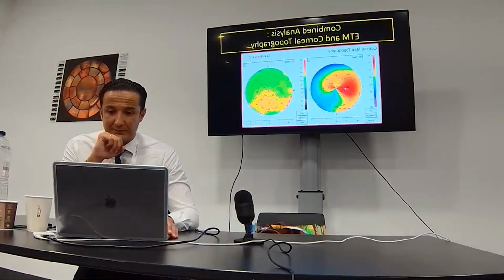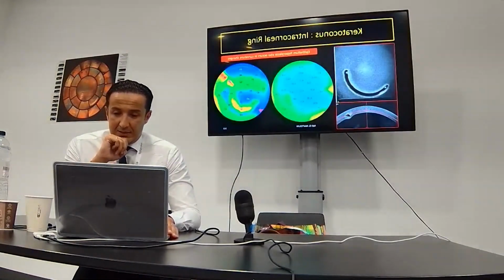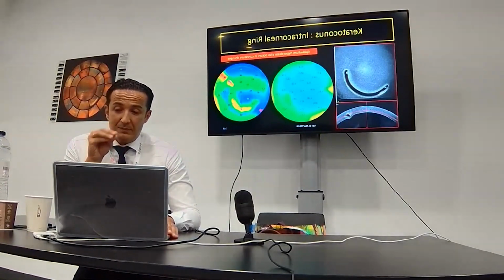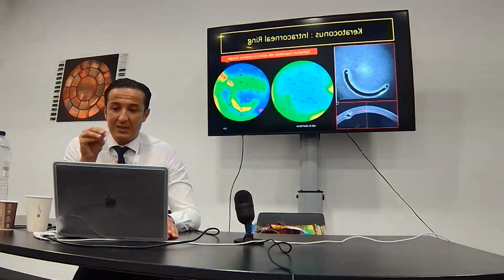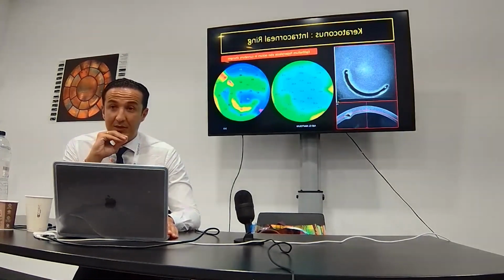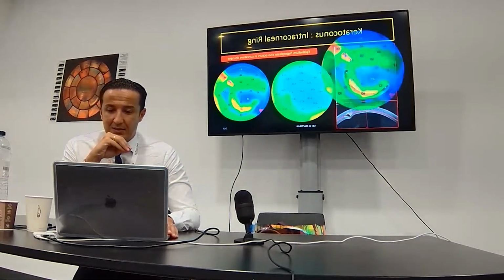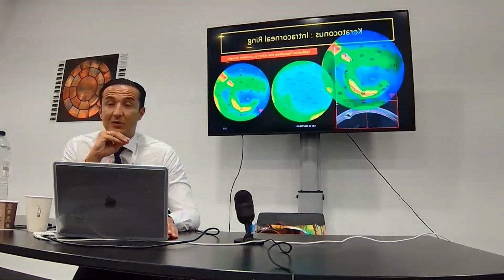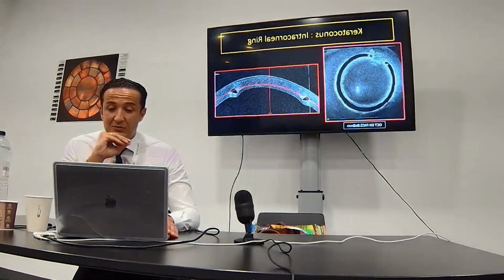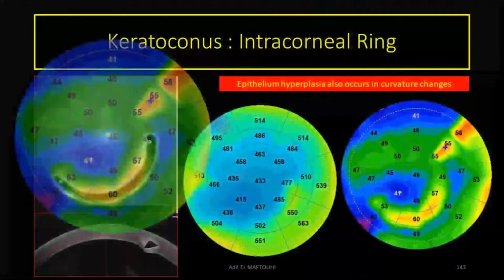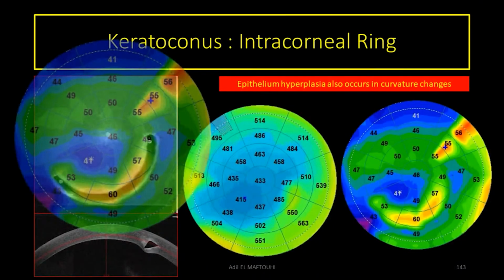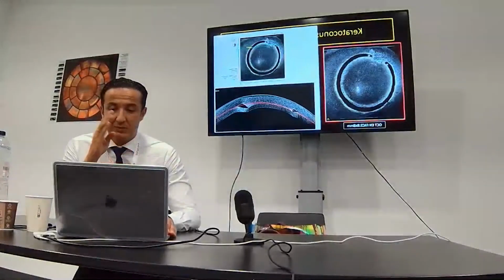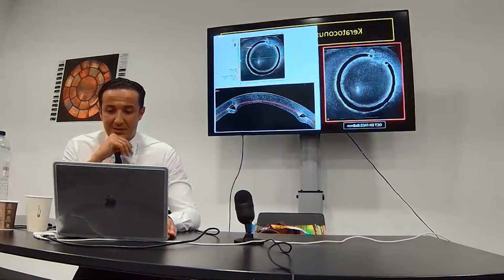And look, we know hyperplasia can also occur with curvature changes, and look, in this case of intracorneal ring in en-face OCT, you also observe hyperplasia above the intracorneal ring. With the en-face OCT, you can check the position of the intracorneal ring over the whole surface of the ring.